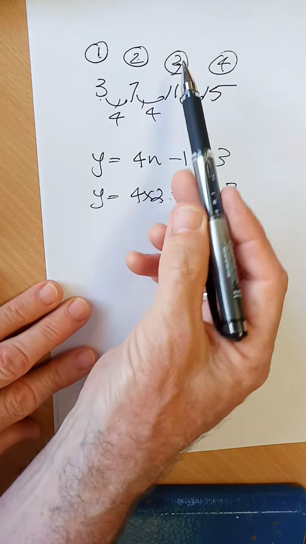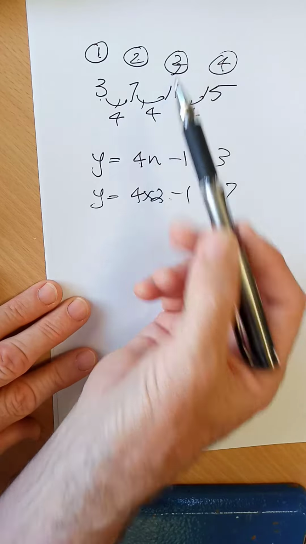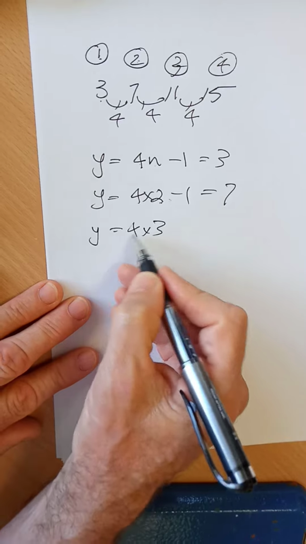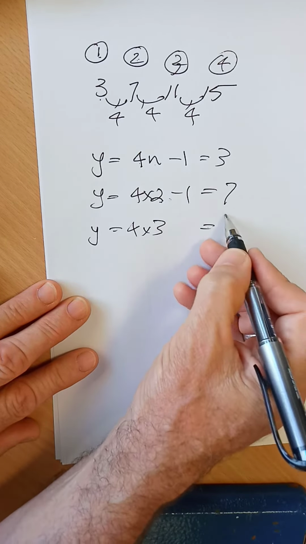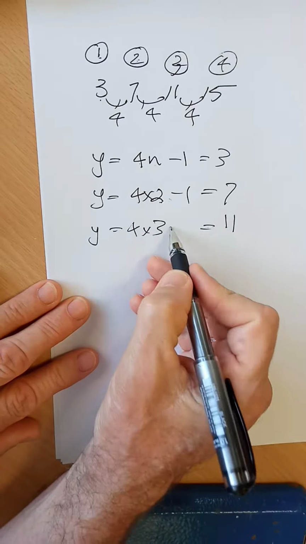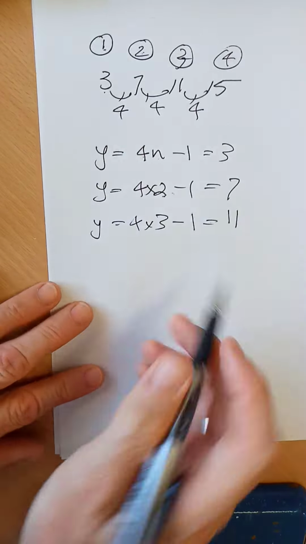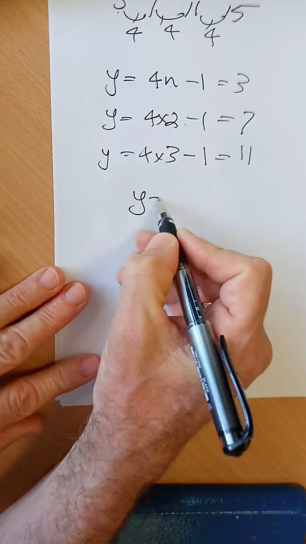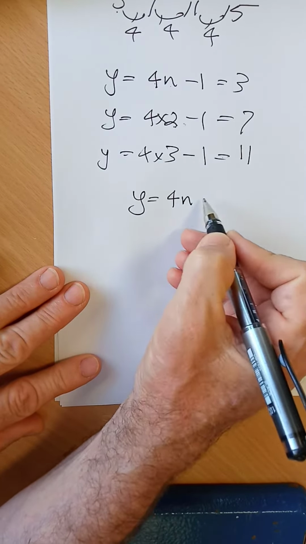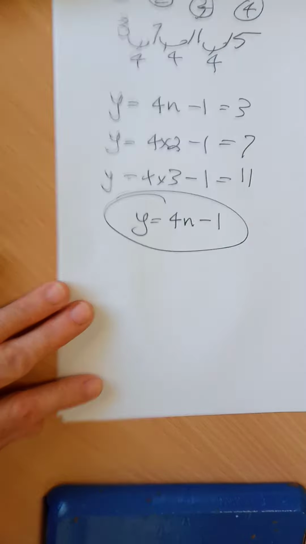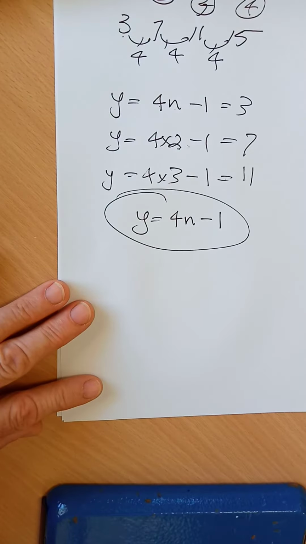Let's look at the next one. This time n is 3. y equals 4 times 3. 4 times 3 is 12, but the term is 11. What do I do? Subtract 1. So therefore there's my general rule. The general rule is y equals 4n minus 1. And that's the rule for that linear relation.